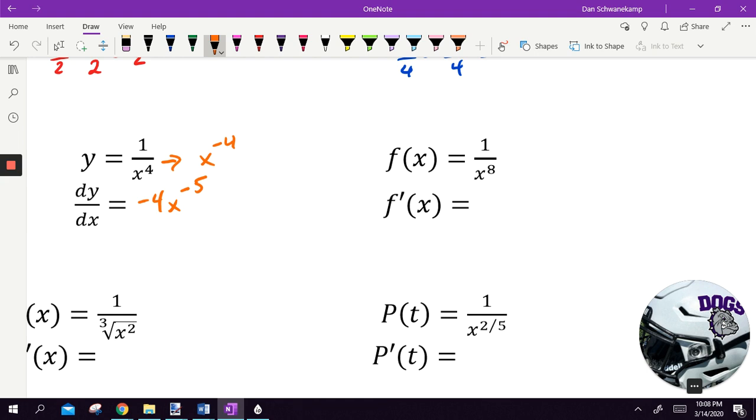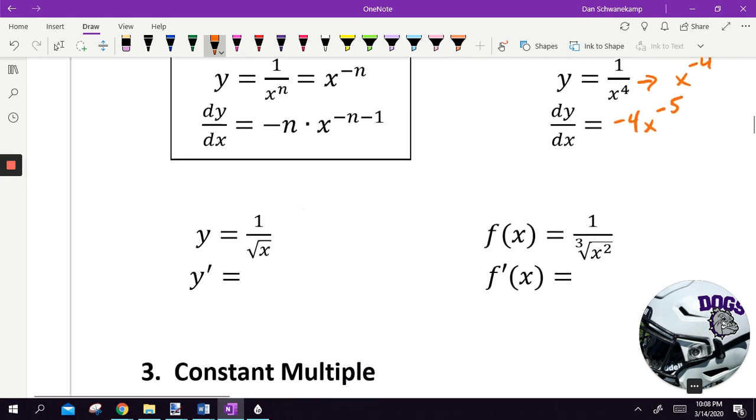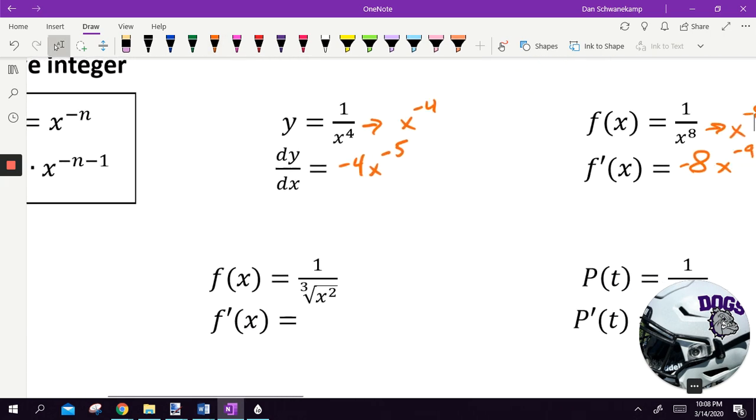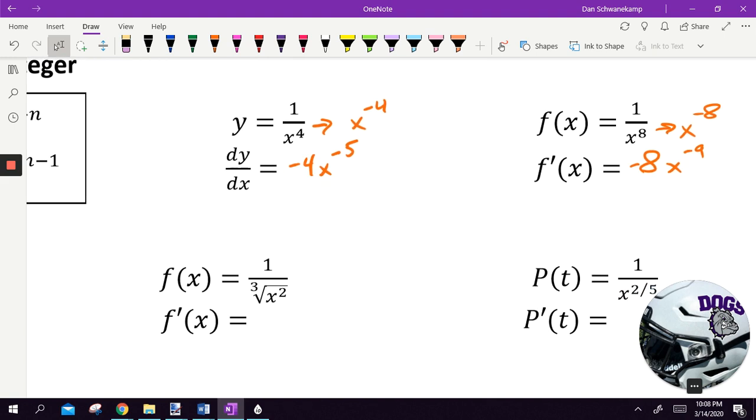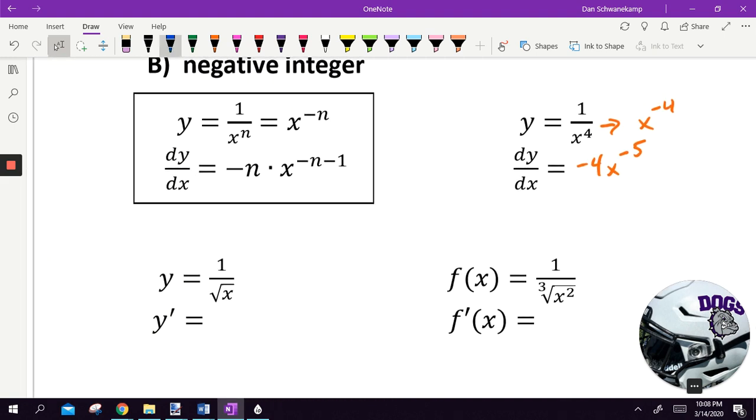So 1 over x to the 8th, that is x to the negative 8th power. I just rewrote it. Now I'm going to take the derivative. Negative 8, subtract 1 from my exponent. Sorry, I went by that fast. It was that right there. Negative 8, x to the negative 9th. I go quick, especially when I'm working by myself.